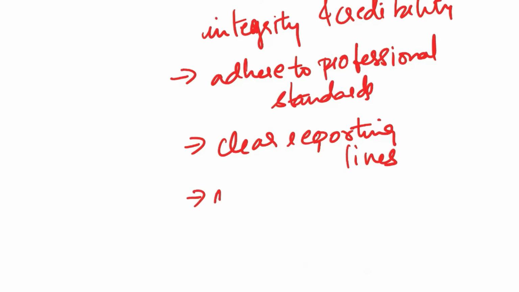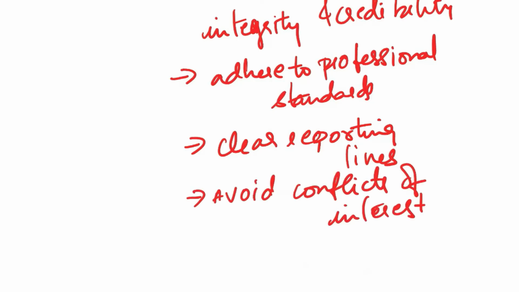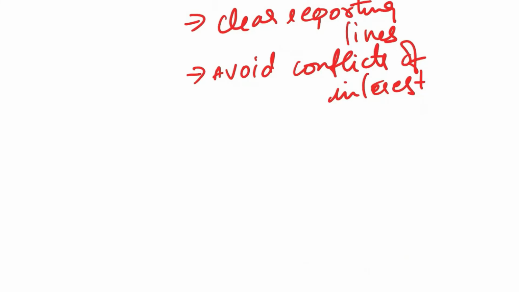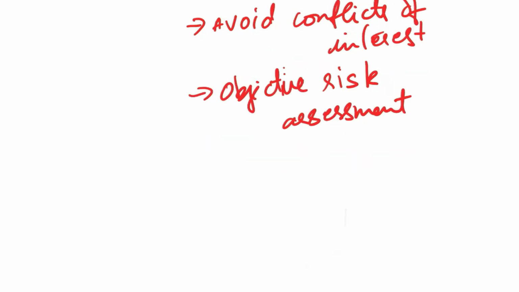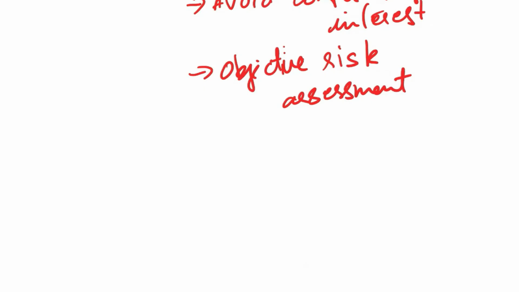Next one is avoid conflicts of interest. Identify and disclose any potential conflicts of interest that may compromise independence. This includes financial interests, personal relationships, or any other factors that might influence objectivity. Next is objective risk assessment. Conduct a risk assessment at the beginning of the audit to identify potential areas of bias or undue influence.